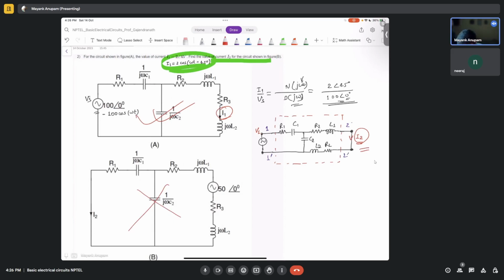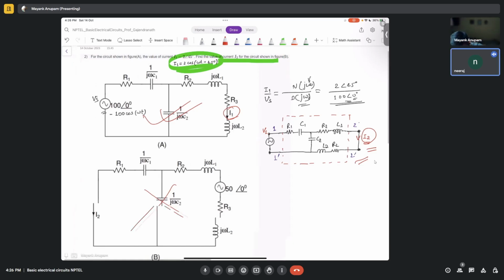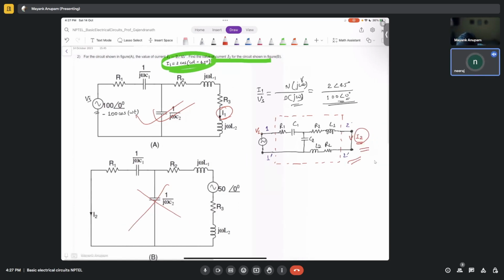I have simply redrawn the upper figure in this manner. Do you get any hint with this representation, with this way of redrawing the circuit? It is similar to the two port network questions. Yes, so what do you think you should do?